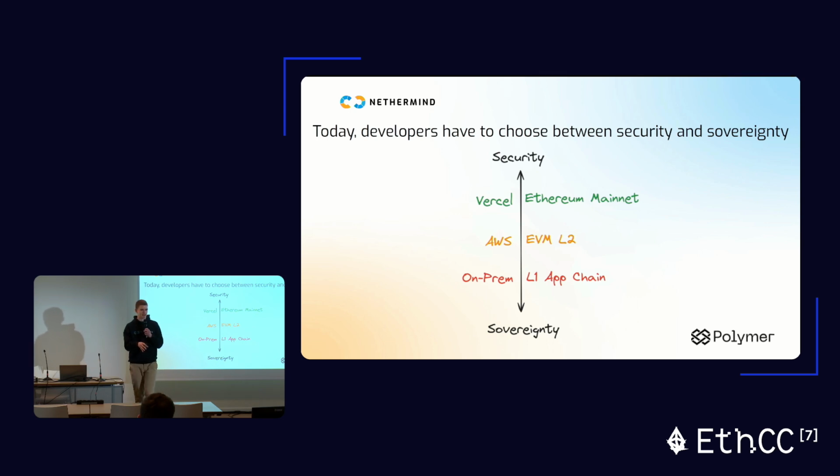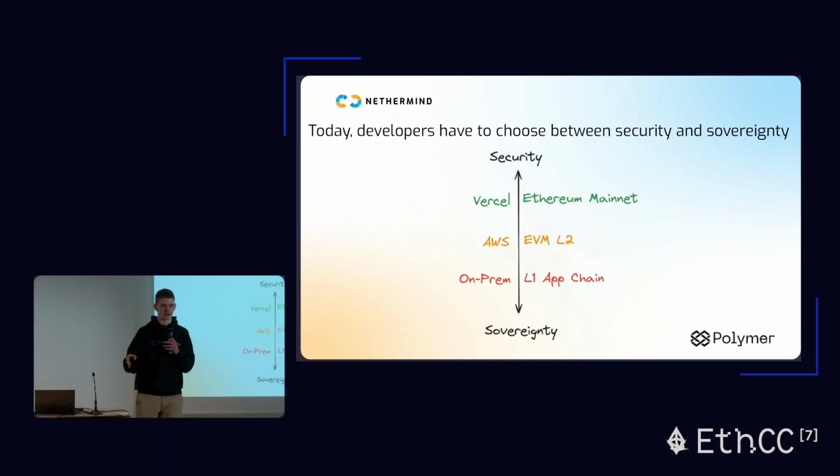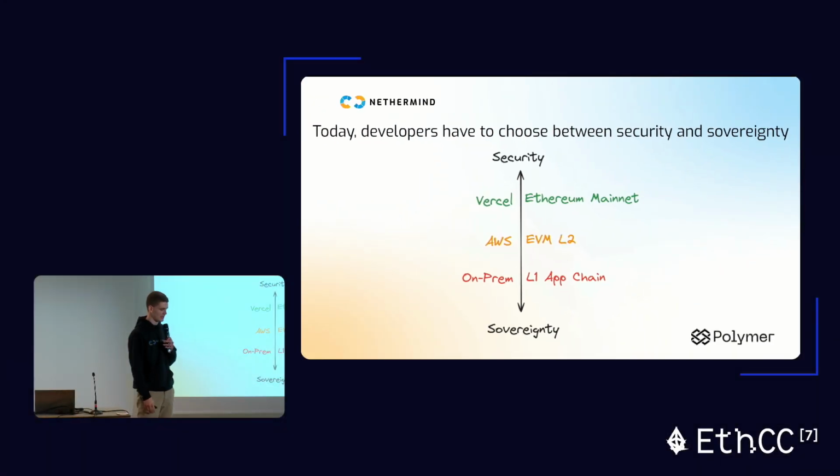So today, developers, myself included, have to choose between two ends of the spectrum. You either choose security and network effects if you want to deploy your application on an L1, on Ethereum mainnet. You get great composability. It's really easy to use. MetaMask works out of the box. You don't have to worry about all this underlying infrastructure. It's kind of like deploying on Vercel in Web 2. Everything's taken care of. It's a very smooth experience.